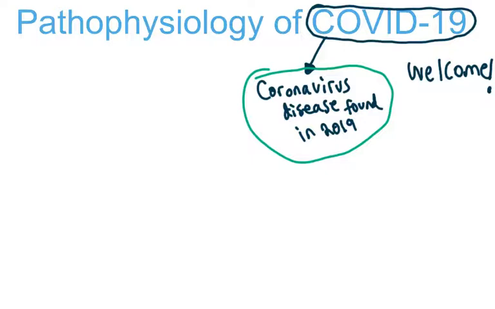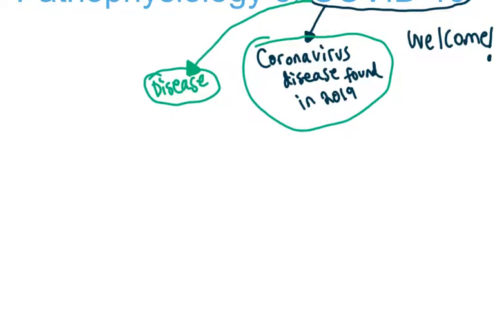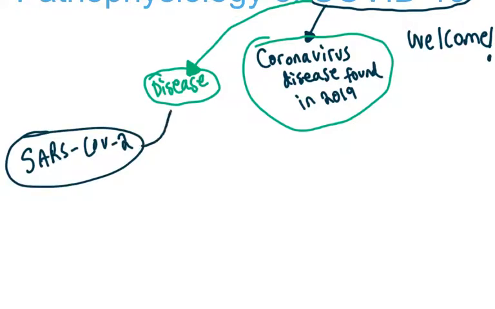Now let's see what COVID-19 is, because COVID-19 is actually the disease. So what's the virus that causes this disease? It turns out that a virus called SARS-CoV-2 is actually the virus that causes the COVID-19 disease.